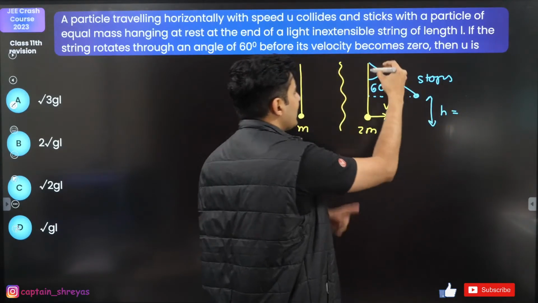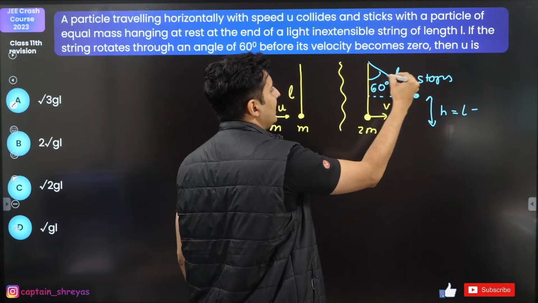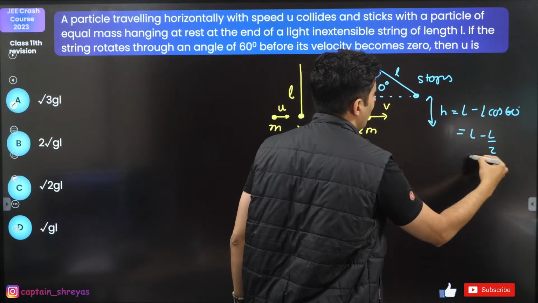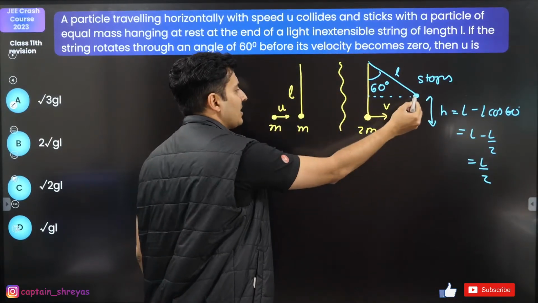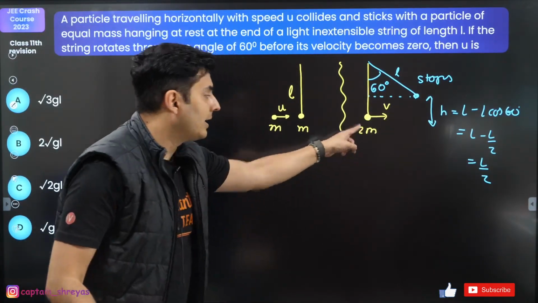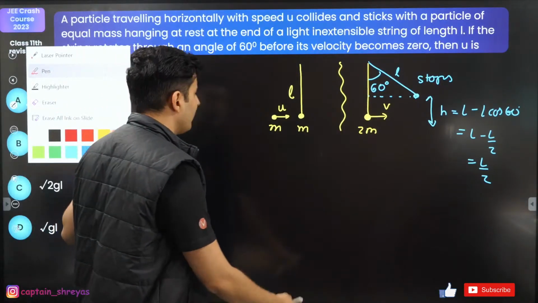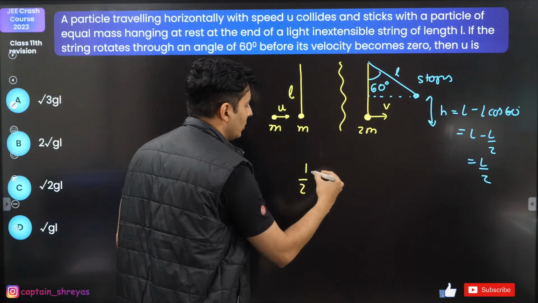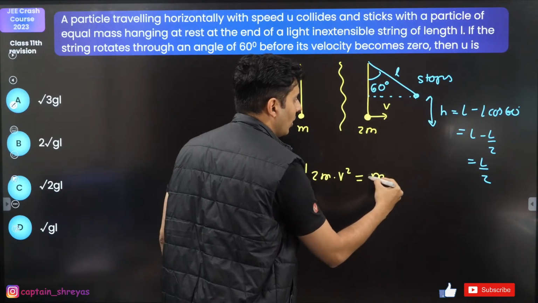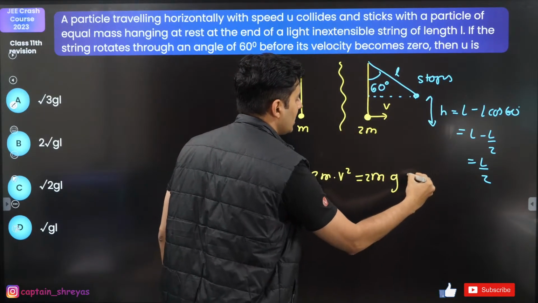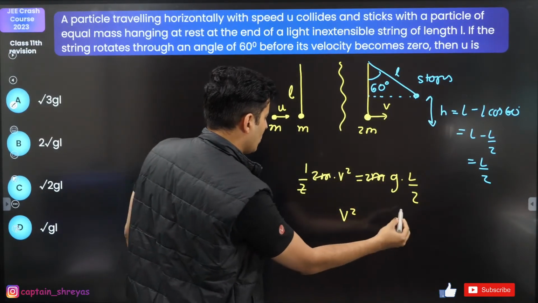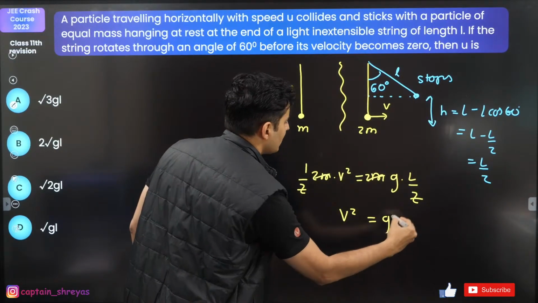This height is basically the total length minus L cos 60, so that will be L minus L by 2, which is L by 2. So this mass has gone up by L by 2 height. That means the potential energy has gone up at the cost of the kinetic energy. So half into the mass into v square is equal to 2m into g into L by 2. 2m cancels, and this 2 and this 2 also cancel, so v square will be gL.